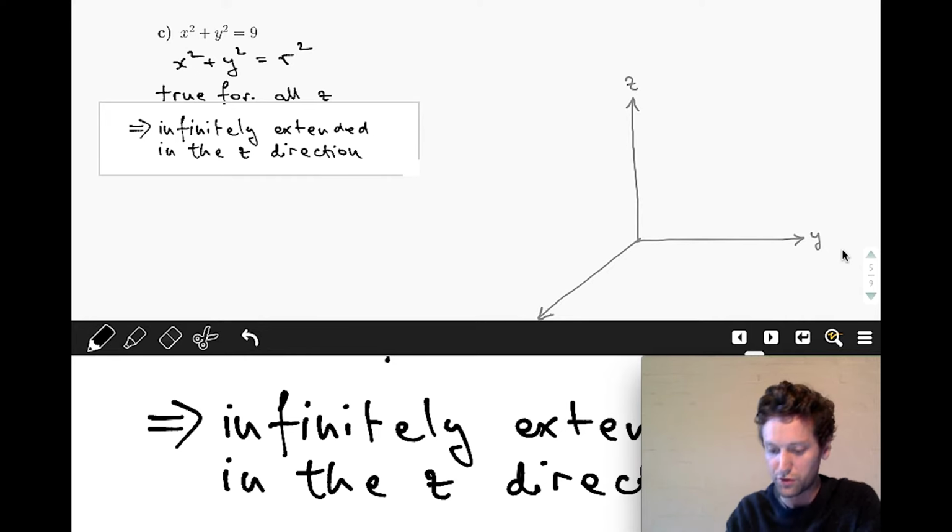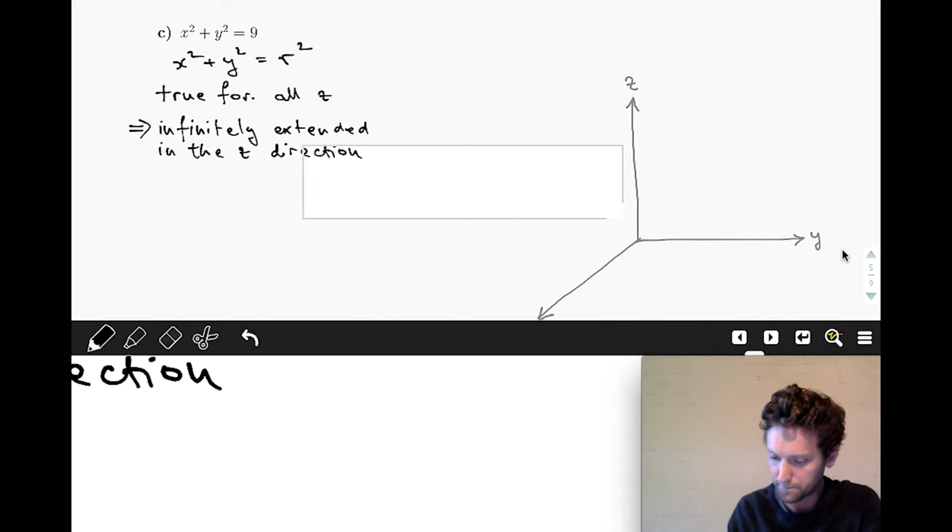And that's a very important rule to remember here. If ever I have an equation for a surface, but one of the variables is missing from that equation, what it means is that it's true for all values of that variable, and then what I do is I extend that shape infinitely in that direction. So in this case, instead of just having a circle, I've got a circle that's extended infinitely in the z direction. In other words, I've got a cylinder.